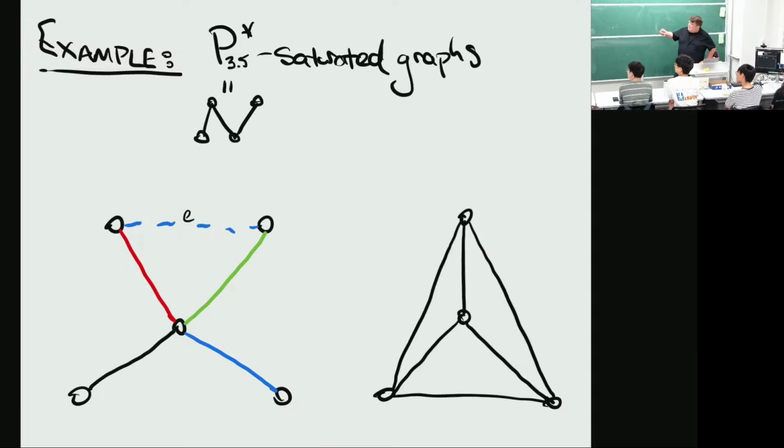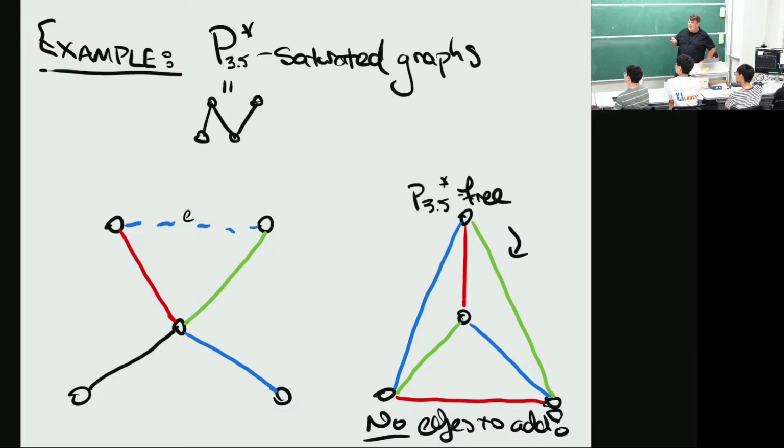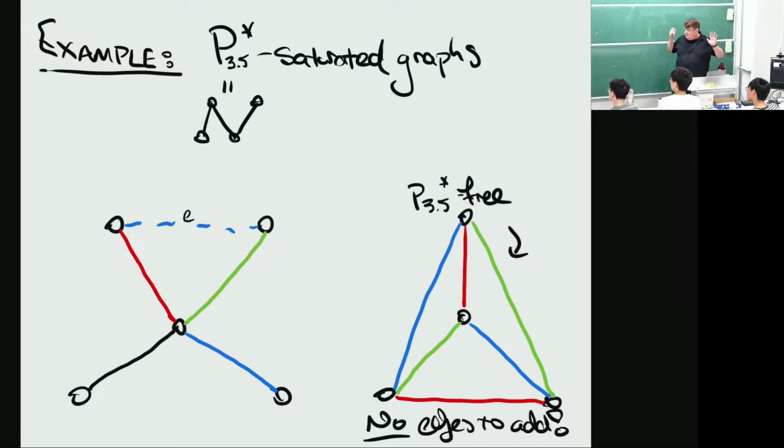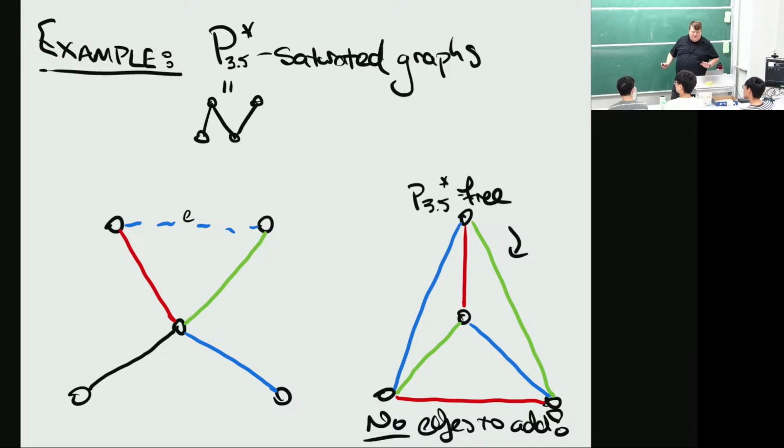Okay, here's a different graph, which is P3.5 star saturated, and it's saturated for a very different reason. So once again, you can color it in a way where you don't find a P3.5. So it's certainly rainbow P3.5 free, but here there's no edges you can add. So by default, it's saturated. Okay, somehow less interesting, but we gotta consider that. So I wanted to show you a picture. Questions on what rainbow saturated means?